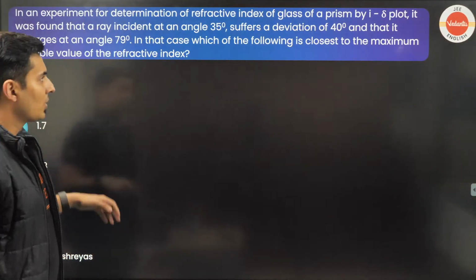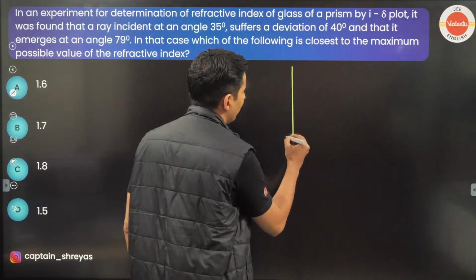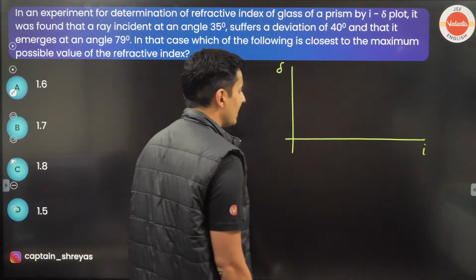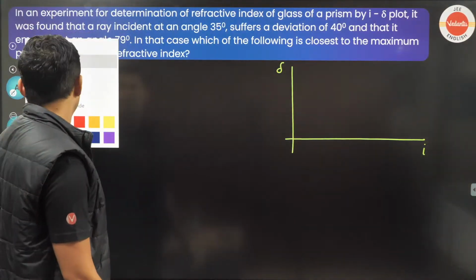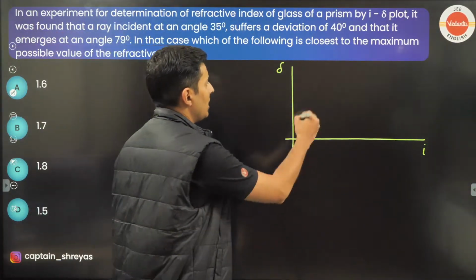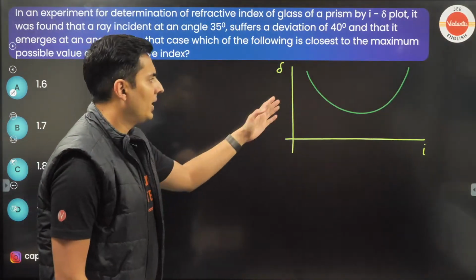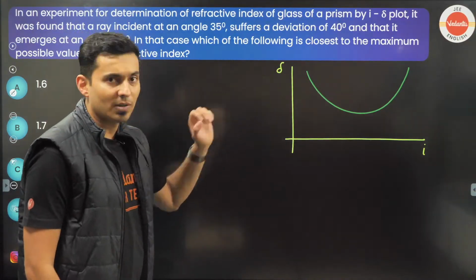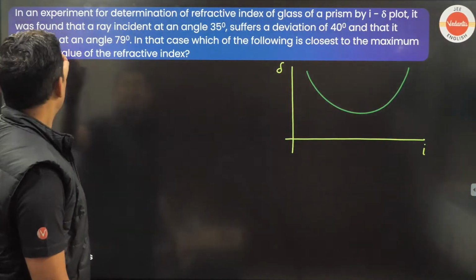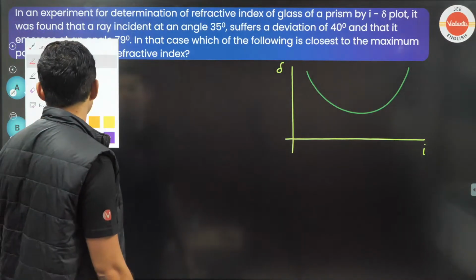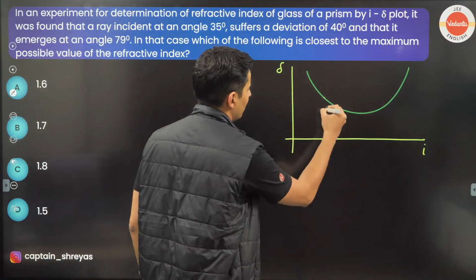Now, for this question, what you can do is just solve it graphically, that will be better. This is deviation, this is angle of incidence, and all of that. You can draw an approximate curve of deviation versus angle of incidence, something like this. It's given that the ray incident at 35 degrees suffers a deviation of 40 degrees. So let me start marking those angles.